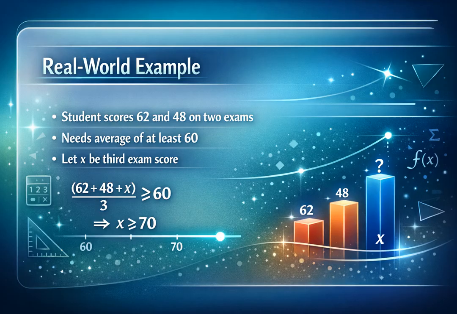Here's a real-world example. A student scores 62 and 48 on 2 exams. She needs an average of at least 60. Let x be her third exam score. The average is (62 + 48 + x)/3. This must be greater than or equal to 60. Solving: 110 + x ≥ 180, so x ≥ 70. She needs at least 70 on the third exam.